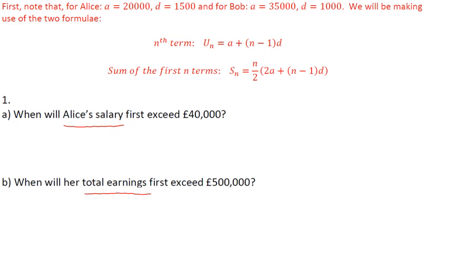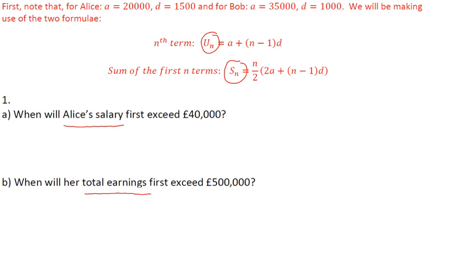And very often you'll find in an A-level exam question like this, there'll be at least one part of it which refers to and relates to the Un formula, and there'll be another part that relates to the Sn formula. So every time you see a question like this, see if you can figure out which of those is most likely to be what you need. Well, remember, Alice's salary is the thing that we're measuring with the terms in our arithmetic sequence. So £20,000 is the first term, and that's her salary in the first year.